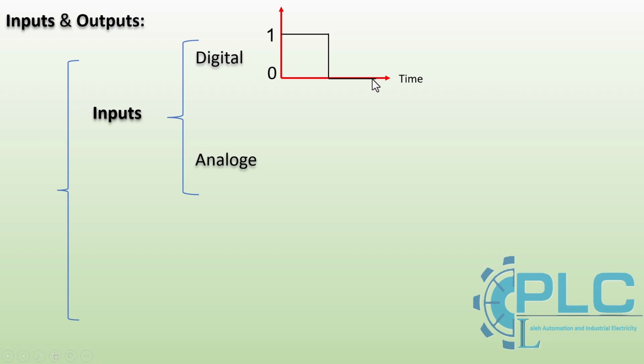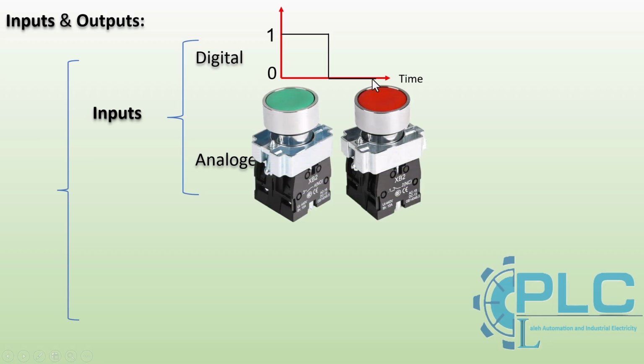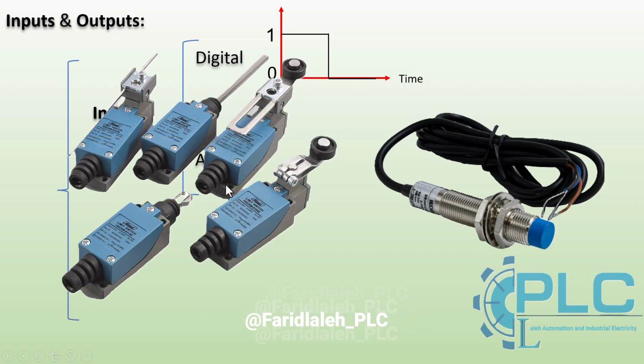Examples of digital inputs: start and stop buttons, like push buttons for controlling a machine. Limit switches, which are used for detecting mechanical positions. Inductive and capacitive sensors, commonly used for object detection in automated systems. These inputs are crucial for simple control systems, where you only need to know if something is activated or not.